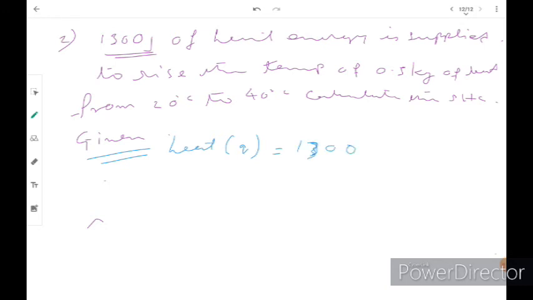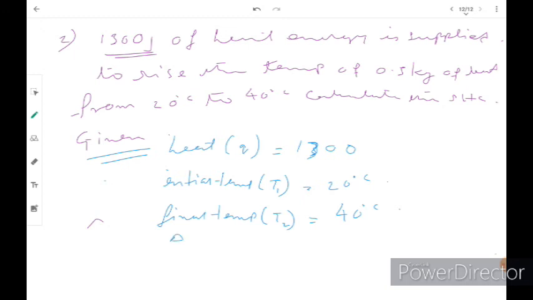1300, and temperature, change in temperature. So initial temperature T1 is equal to 20 degrees C. Final temperature T2 is equal to almost 40 degrees C.